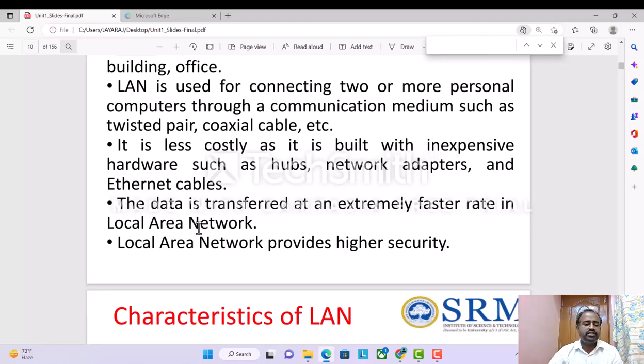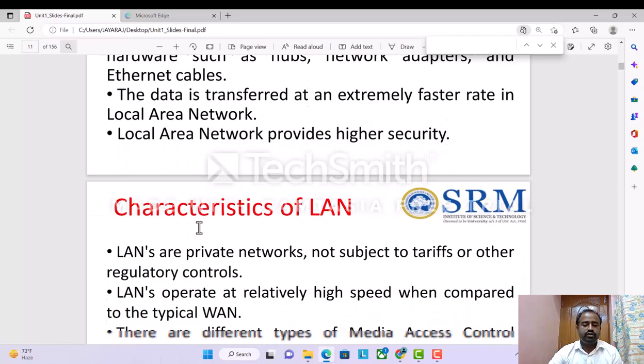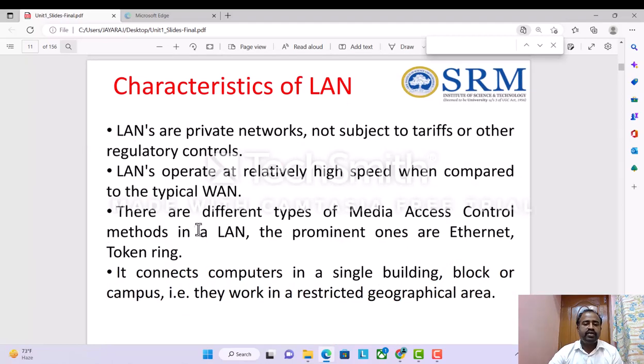Then it provides high security. Since it is a smaller network, it can be monitored easily. Now we can see the various characteristics of LAN. Since it is a private network, it can be established in an office. It is not supposed to have other regulatory controls because it can have high speed when compared to WAN.